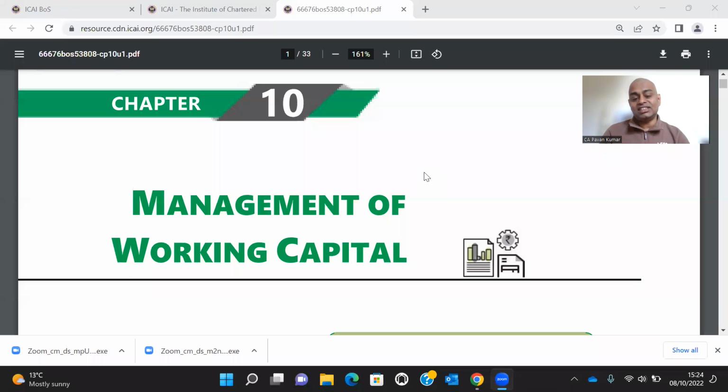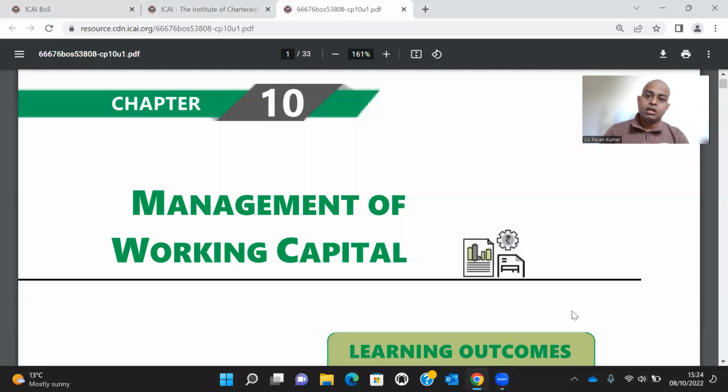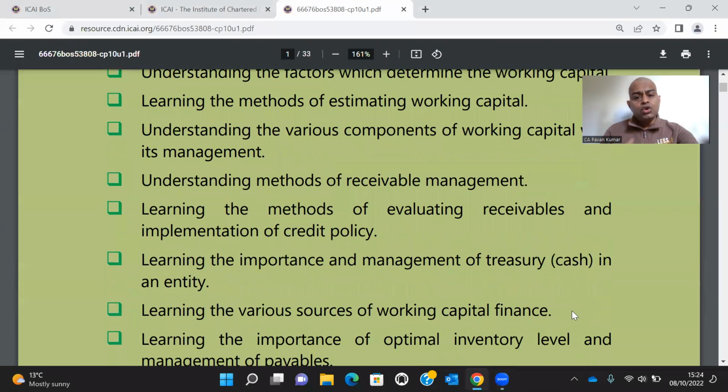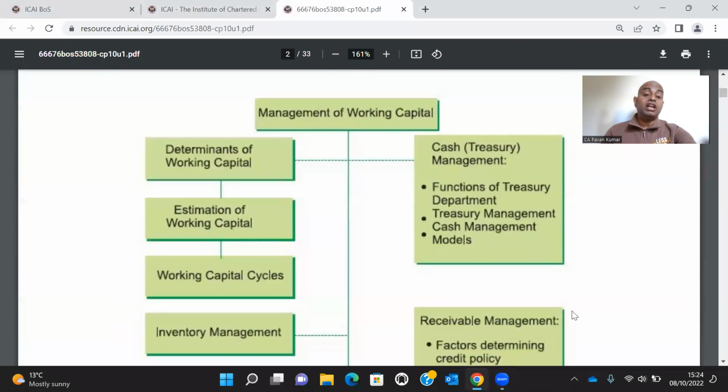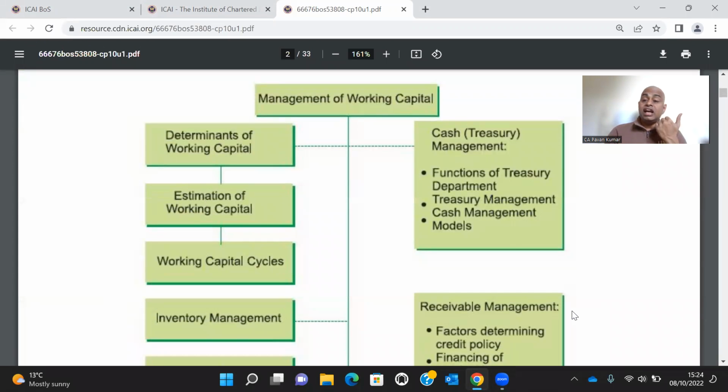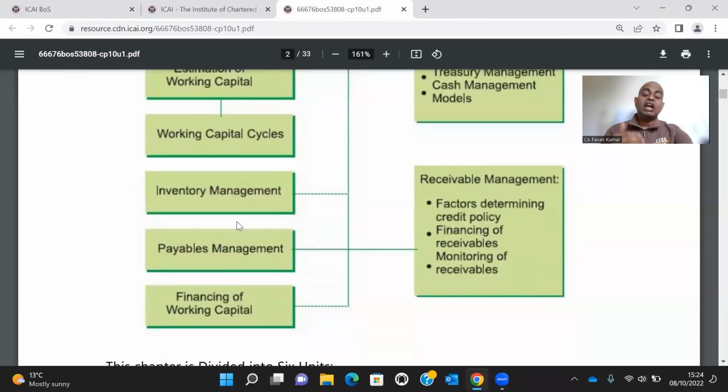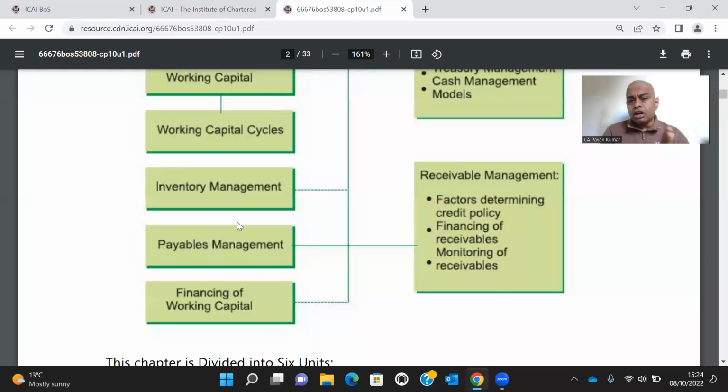That is the good news. The bad news is that there are so many subtopics in this chapter. Let me take you inside the chapter. First is estimation of working capital. Then the working capital cycle, or operating cycle, which is very easy. Then inventory management, which is nothing but your costing. The materials topic is there, where you calculate material levels and EOQ.